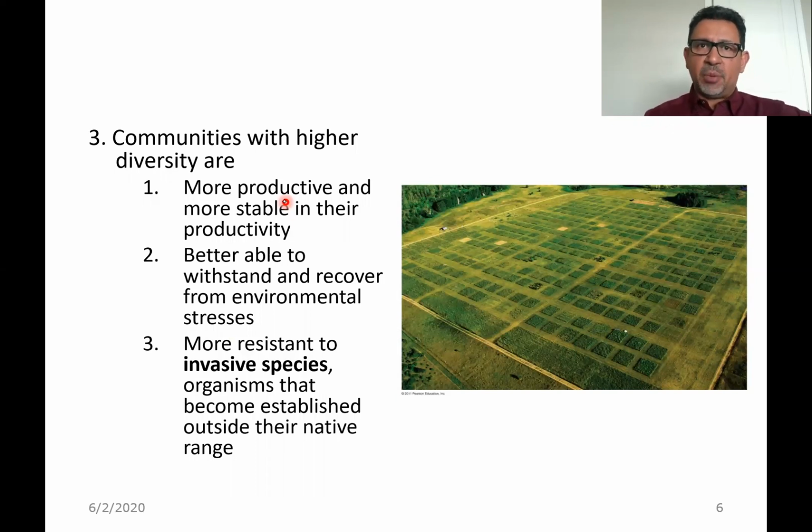Think about the examples I just showed to you, what a fire can do, what a new pest, like a beetle, an insect, can do to a forest. Also, they are better able to recover from environmental stresses. After the fire goes away, if you have trees, even though a few of one type surviving, their seeds can go and repopulate those areas where trees have been destroyed. And they're also going to be more resistant to invasive species.